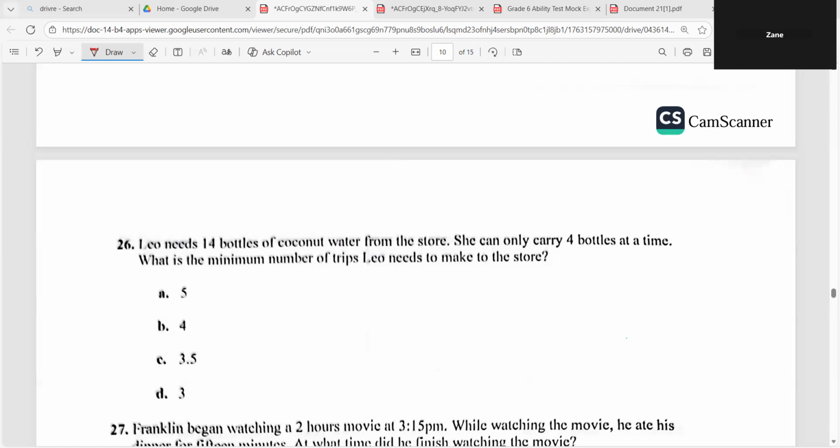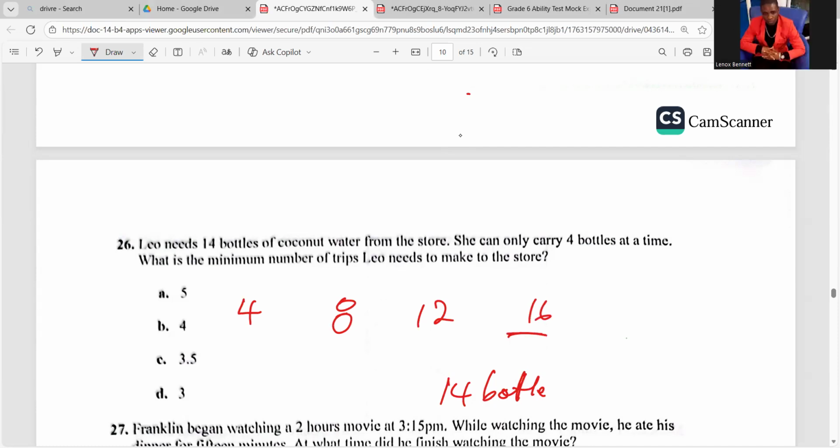Okay, so sir, Leo needs 14 bottles of coconut water from the store. She can only carry 4 bottles at a time. What is the minimum number of trips Leo needs to make to the store? So it would be 4 trips, because if she needs 14 bottles of coconut water, then 4, 8, 12, and then for the last trip you need to carry 2, making that 4 trips. So basically, 4 trips. All right.